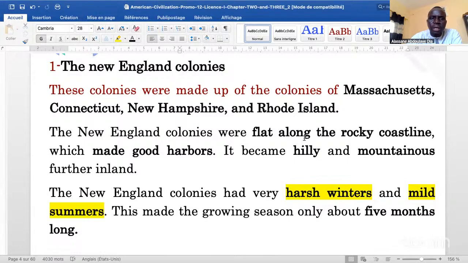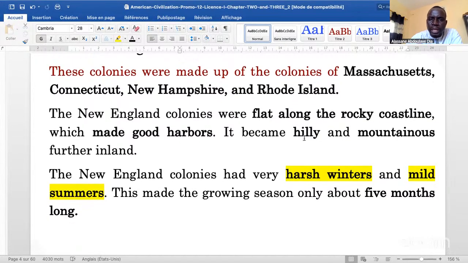Okay, so which made good harbors because these colonies were on the coastline. C'est sur la côte maritime. All right, they were on the coastline. That's why it was very important and it was an opportunity to make a lot of harbors. What are harbors? Ce sont des quais, ce sont des ports maritimes. All right, so it became hilly and mountainous further inland. So it means if you go further, it becomes hilly, with what you call colline, and mountainous, montagne.